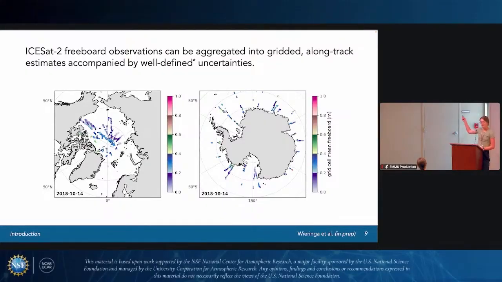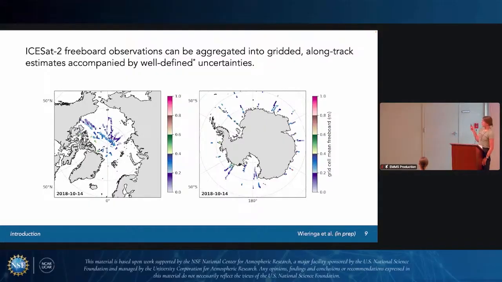In another world, this would be a video that would very gently expand and contract with the sea ice cover to show you where there are freeboard observations in each hemisphere. But for now, I hope this is enough to convince you that we get pretty good coverage from this kind of reduced product in both the northern hemisphere and the southern hemisphere.